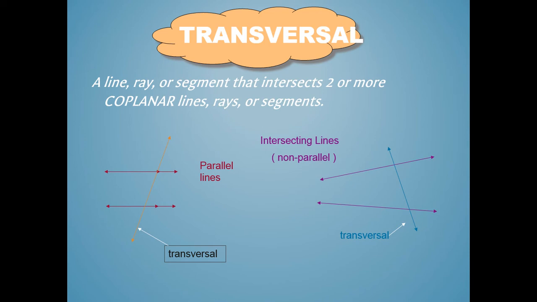So let's throw in a third line that's going to cut through both those. The line, ray, segment, whatever we're using to cut through those two lines is called our transversal. So on the left here we've got an example of parallel lines with a transversal, and on the right we have an example of non-parallel lines also with a transversal. And then when we have those lines and transversals, we're going to have what's called interiors and exteriors of each. So our interior is kind of how it sounds. It's in between our two lines. And then our exterior is on the outside of our two lines.